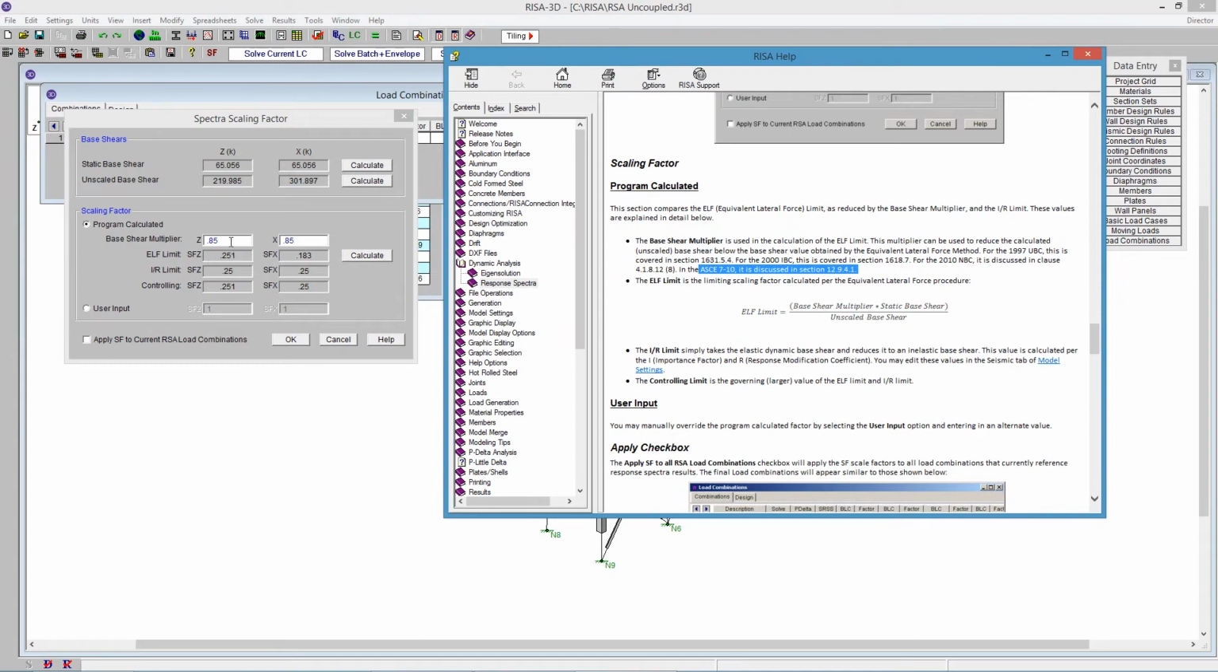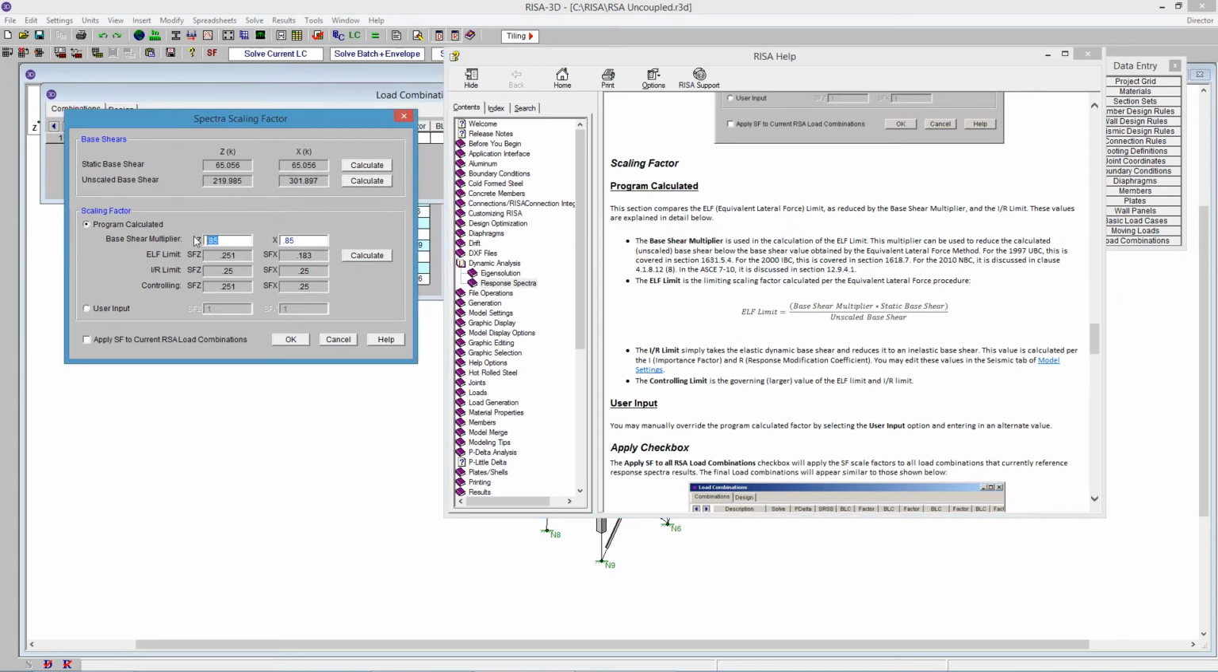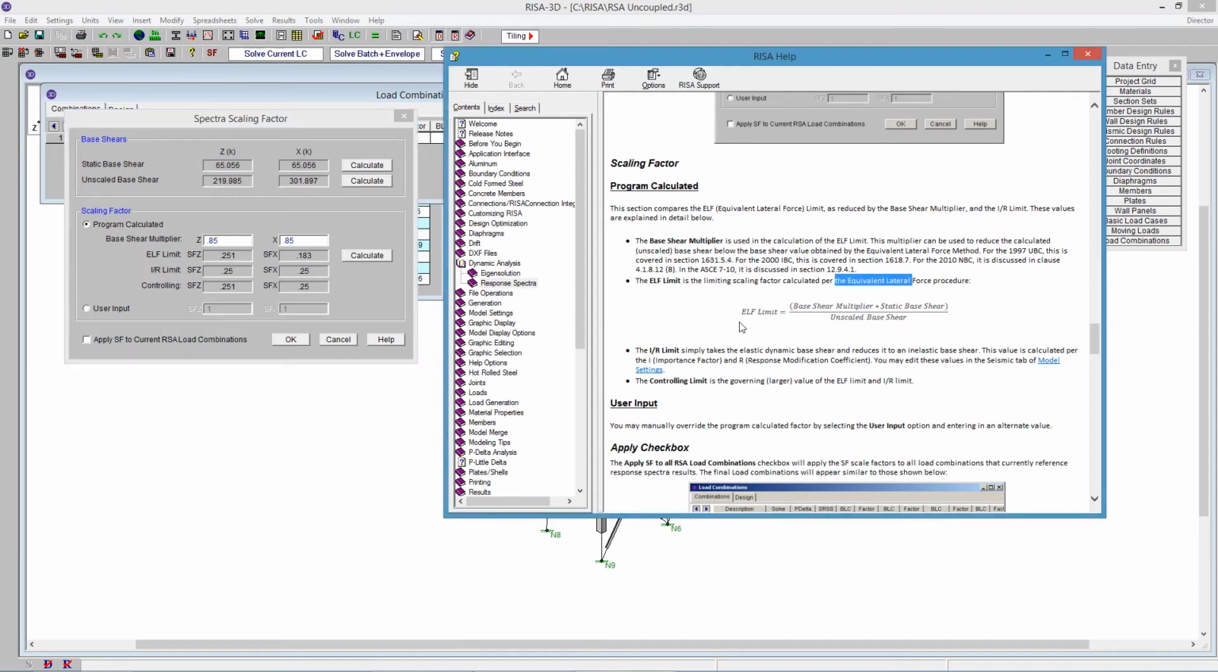So we can scale those forces back by 85%, and then we're going to calculate the scaling factors directly based on some limits. What we have here is called ELF, or equivalent lateral force. We have a limit to calculate that up to, and that would be just that base shear multiplier multiplied by the static base shear, and then all divided by our unscaled base shear. So we're taking a variety of these different numbers to calculate that ELF limit. We also compare that value to the I over R, which is going to be your importance factor divided by your response modification coefficient.